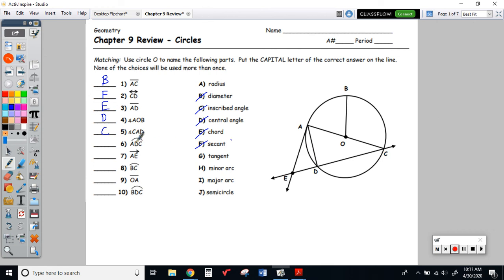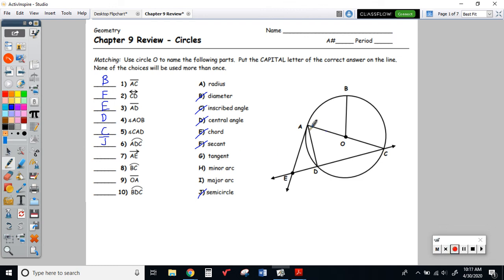Moving on, this is the symbol for arc. So arc ADC, from here to here to here, following along the circle that way. That looks like we have half of the circle from there. This is a diameter A to C. So half the circle, 180, that's called a semicircle for number 6, choice J.